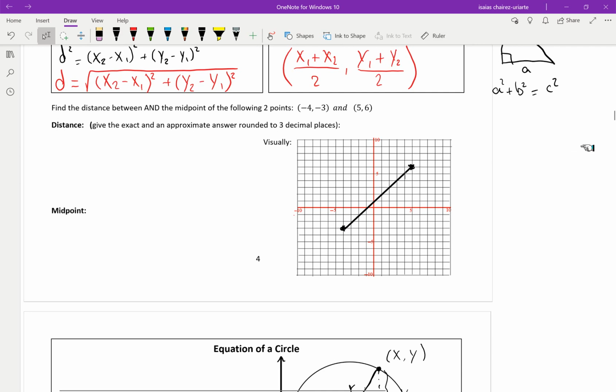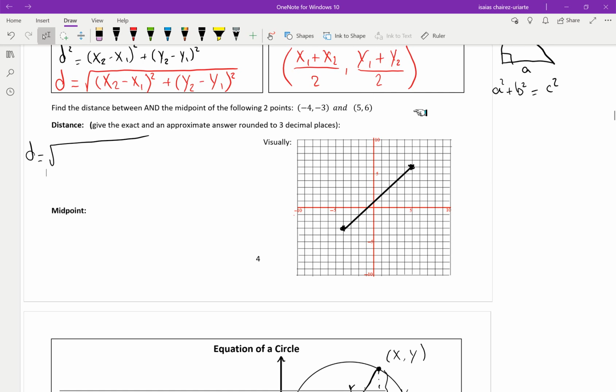Let's find that. So according to my distance formula, the length is going to be, it doesn't matter which one you called x1, y1, x2, y2. It does not matter. You could reverse it. This could be x2, y2, this guy x1, y1. It doesn't matter. Just be careful with your signs. So right now I'm just going to read it from left to right. So I'm going to say this guy is x1, this is y1, x2, y2.